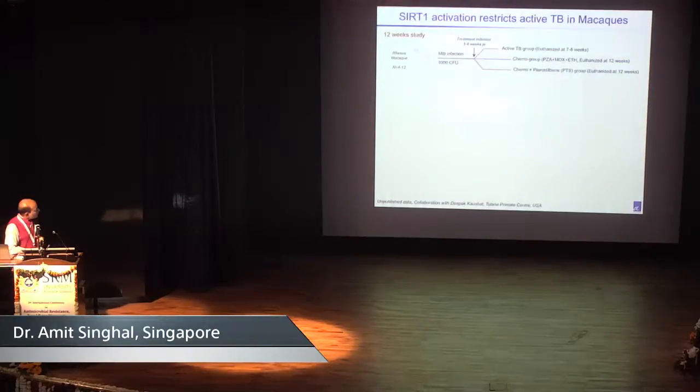So what we did, we took monkeys, infected them with a dose by which you know that the monkey will develop an active disease. So 1,000 CFU, you either leave them with no treatment, or you treat them with one regimen, pyrazinamide, moxifloxacin, and ethionamide, and in one of the groups, we added pterostilbene, which is again a synthetic, natural activator of sirtuin-1.